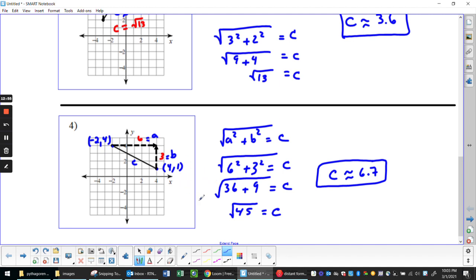Okay, so this next question, again, we created a right triangle. I put it above the diagonal distance. So the vertical line came out to be 3, the horizontal line came out to be 6. And we put in the Pythagorean Theorem formula and got 6.7. Well, that's how you do that piece.